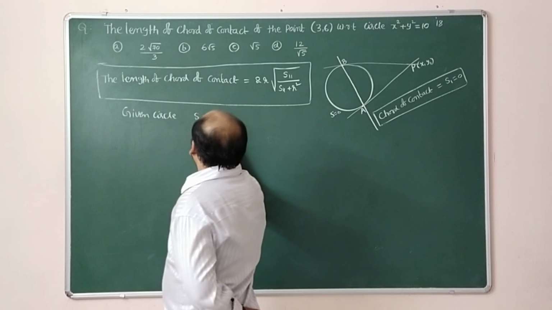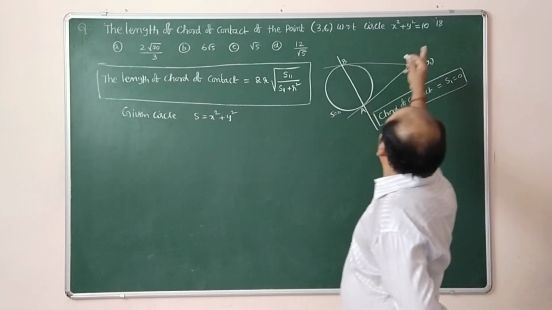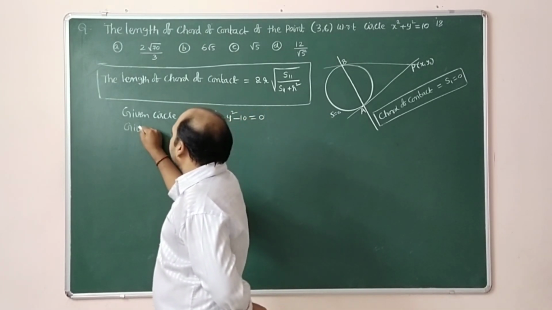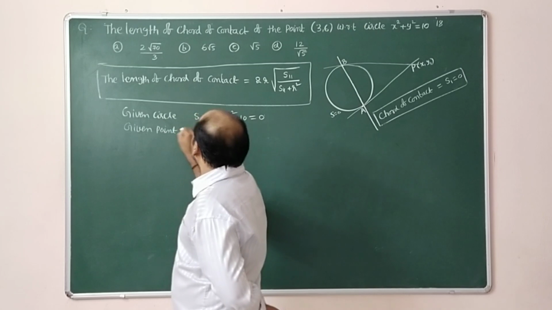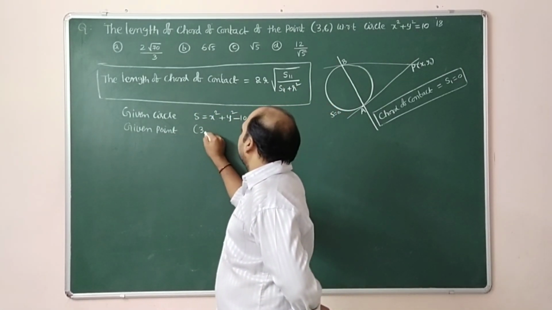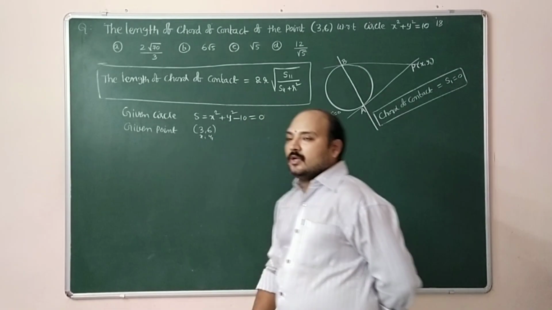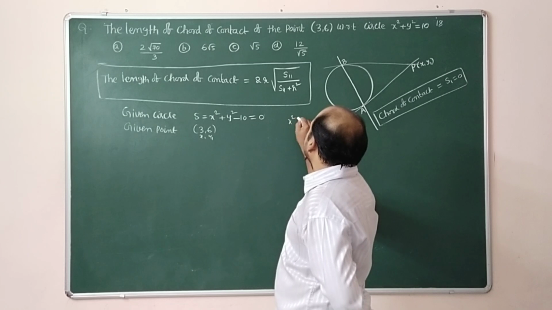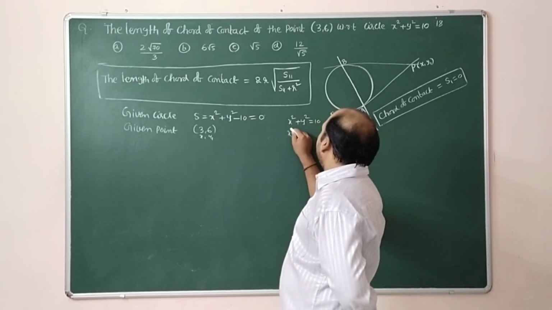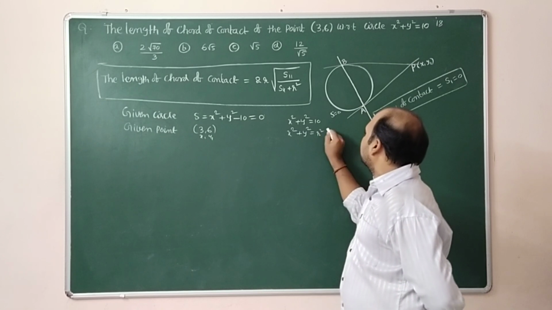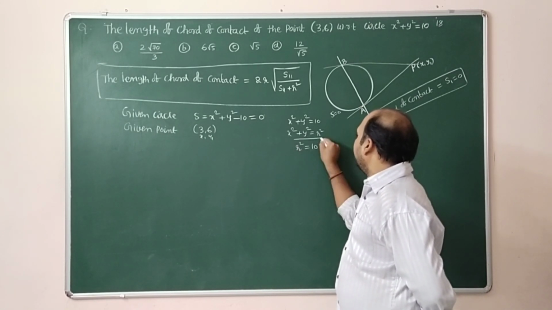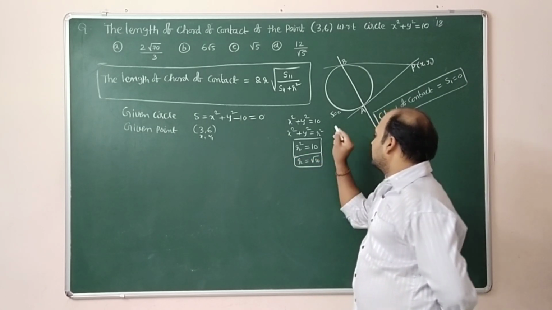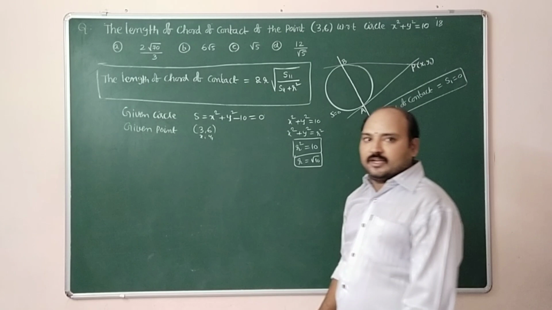So the given circle is S equal to x square plus y square minus 10 equal to 0. What is the given point? 3 comma 6, that is x1 y1. So the radius of the circle: the given circle x square plus y square equal to 10, compared with x square plus y square equal to r square. So r square is equal to 10. We required r square, and r is equal to root 10. So we got the r value, and the r square value also.